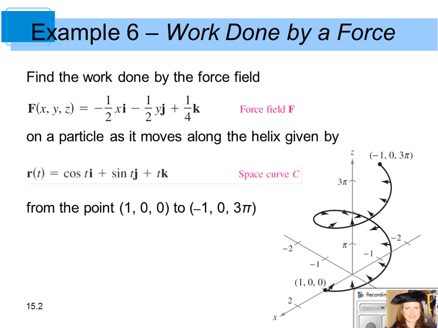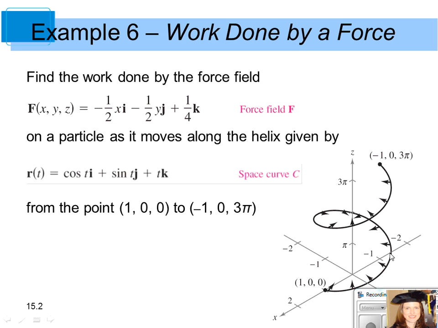Here's an example to find the work done by a force field. The force field is capital F, that bold F of x, y, z, is equal to negative 1/2 x i minus 1/2 y j plus 1/4 k on a particle as it moves along the helix given by r of t equals cosine t i plus sine t j plus t k. So the path is your r of t. The field is an infinite field of vectors.